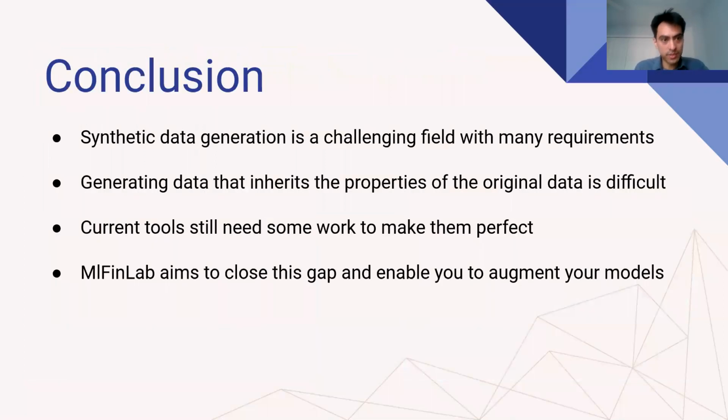And just to conclude this presentation, we have seen synthetic data generation is a challenging field with many requirements. We have seen that it has to maintain the structure of the original data. There are several privacy considerations. There's the speed of how to create them. It has many requirements. Generating data that inherits the properties of the original data is difficult, as we have seen with CorrGAN. Only for the correlation matrix, there are 6 stylized facts that we have to take into account for the correlation matrix that we generate to be realistic. So it's difficult to do this.